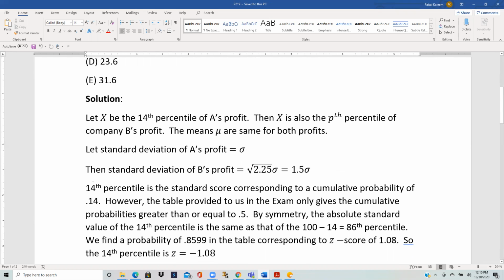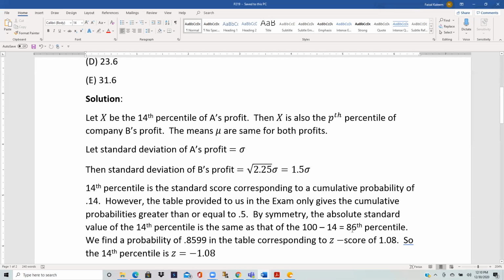The 14th percentile in terms of the Z-score is a mirror image of the 86th percentile, because 100 minus 14 is equal to 86. Which means that the Z-score for the 14th percentile is the same in absolute value as the Z-score for the 86th percentile. So let's see what the 86th percentile is.